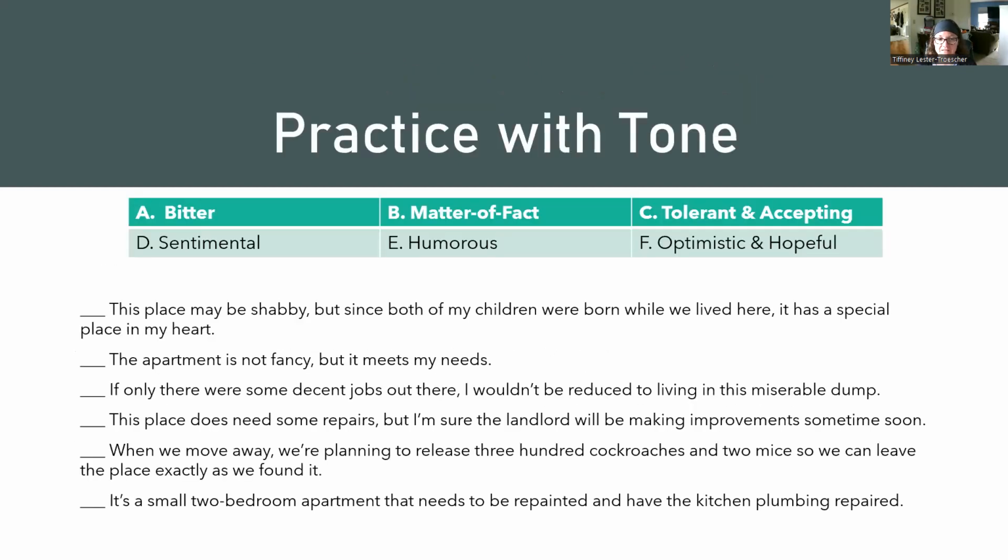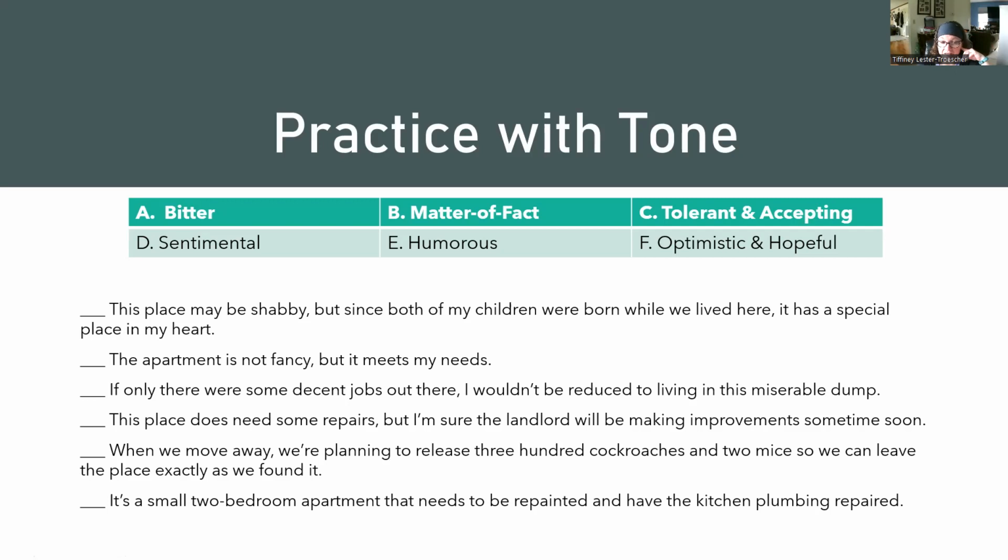Let's do a little practice here. So we have 6 different writing tones: bitter, matter of fact, tolerant and accepting, sentimental, humorous, optimistic, and hopeful. So we've got 6 statements here, and we're going to try and match up the statement with the tone it's giving off. So we're talking about an apartment here. This place may be shabby, but since both of my children were born while we lived here, it has a special place in my heart.